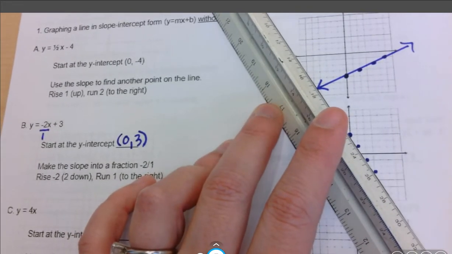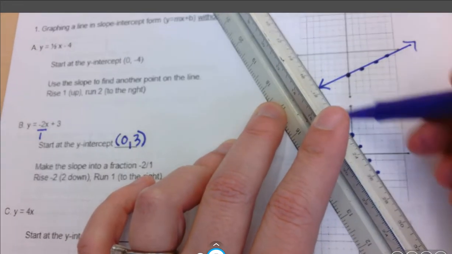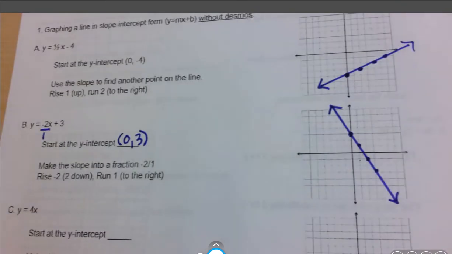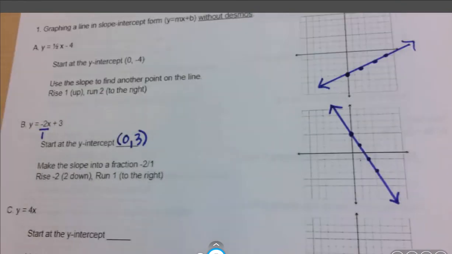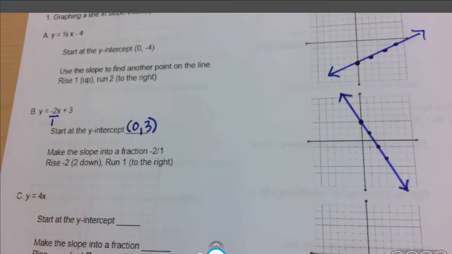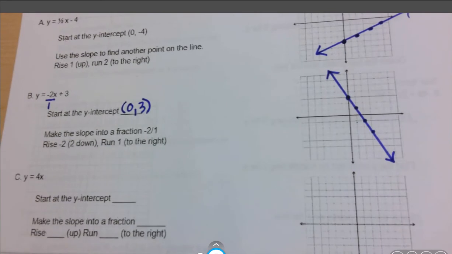I know that these little lines are not the best. The graphs get bigger on the next page. Is that what you have there after that one? Down 2, right 1? Yeah. All right. Down 2, right 1. I'm going to do one more with you, and then I'm going to give you a few minutes to do the others here. So for C, it says start at the y-intercept, but there's nothing there. Any ideas on what I can do there?